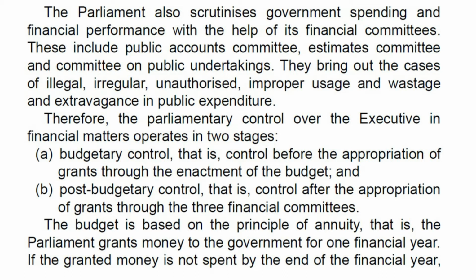These include the Public Accounts Committee, Estimates Committee, and Committee on Public Undertakings. They bring out the cases of illegal, irregular, unauthorized, improper usage and wastage and extravagance in public expenditure. Therefore, the parliamentary control over the executive in financial matters operates in two stages. A. Budgetary control, that is, control before the appropriation of grants through the enactment of the budget, and B. Post-budgetary control, that is, control after the appropriation of grants through the three financial committees.